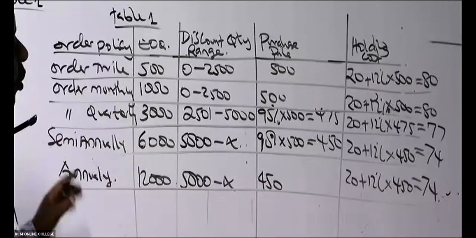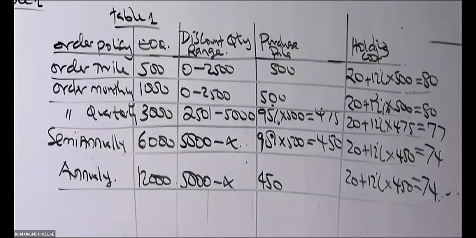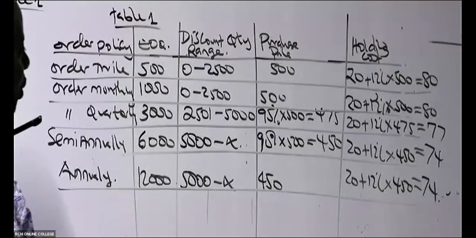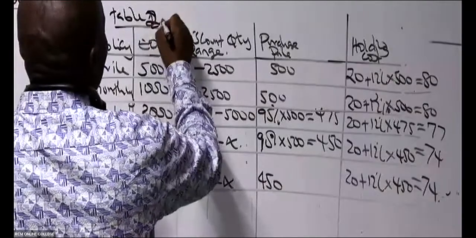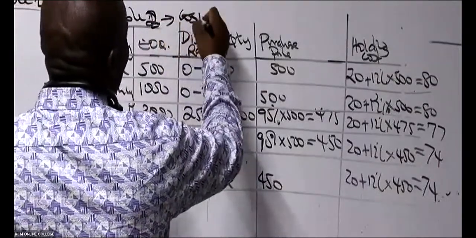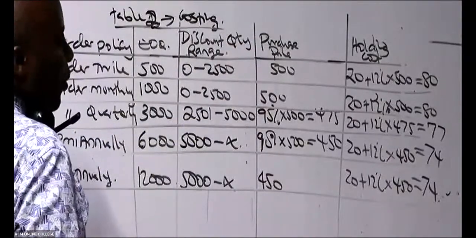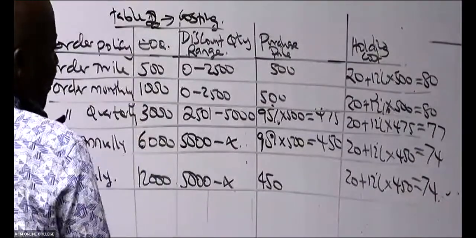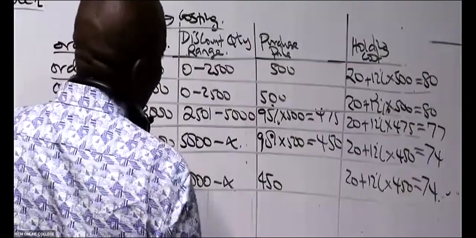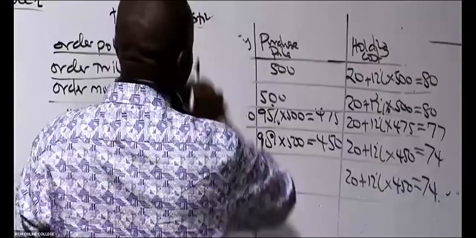So let me know once you're able to do table 1, which goes up to holding cost. Thank you so much. So then we do table 2 now. Table 2 basically is a costing table. You may not need so many columns, but you can have this one and this one as well. Now this one I don't need. Purchase price I will need.